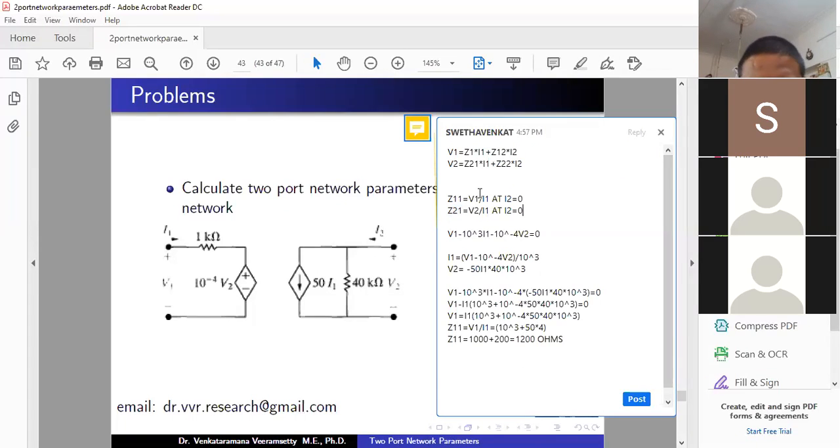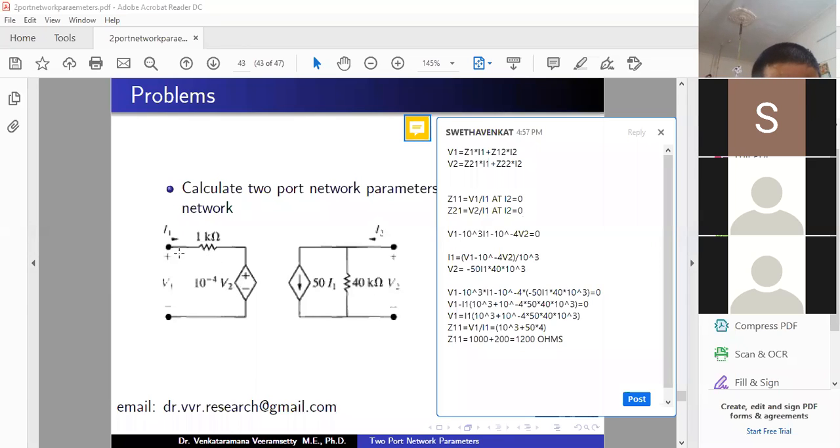So now first I want to calculate Z11. Z11 equals V1 by I1 at I2 equal to 0. I2 equal to 0 means the second port is open. I want to calculate V1 by I1, so first try to find the I1 expression. For that, apply the KVL in the first loop.